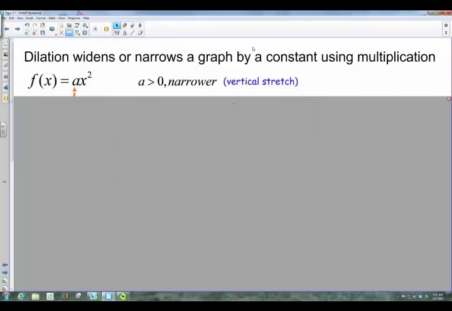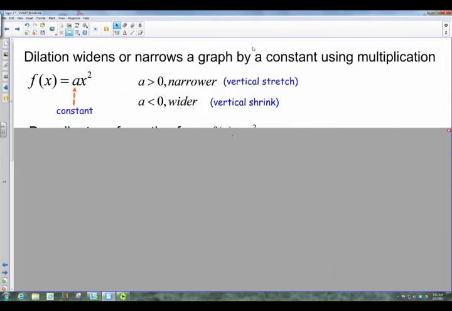Okay, welcome back for the second part of the transformations and translations. The second part introduces dilations and reflections. Now, a dilation is when something gets larger or smaller. It basically widens or narrows the graph by a constant using multiplication. Alright, so that's the definition here.